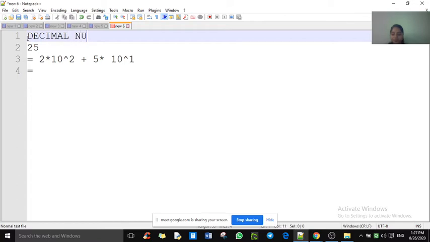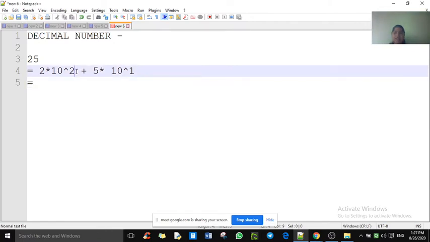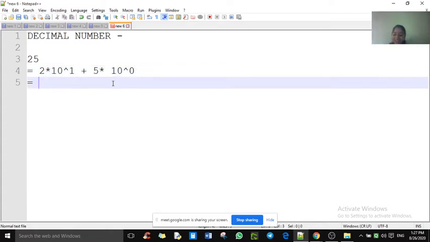That is wrong, ma'am. The 2 into 10 to the power 1, then plus 5 into 10 to the power 0. Correct. Very good. It means you are paying attention. Who was that student? Soumya Ranjan. Very good, Soumya Ranjan. So this is 2 into 10 plus 5 into 1.